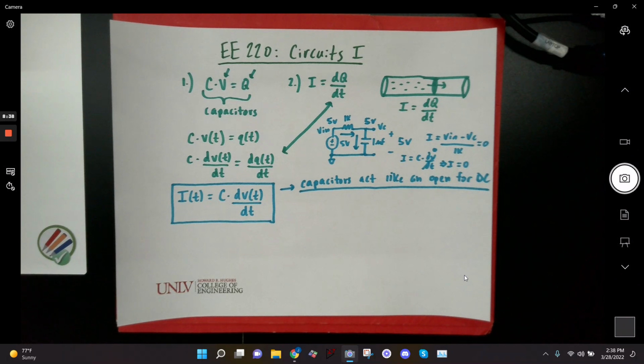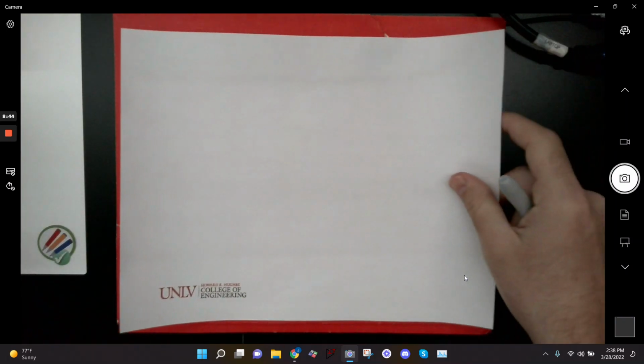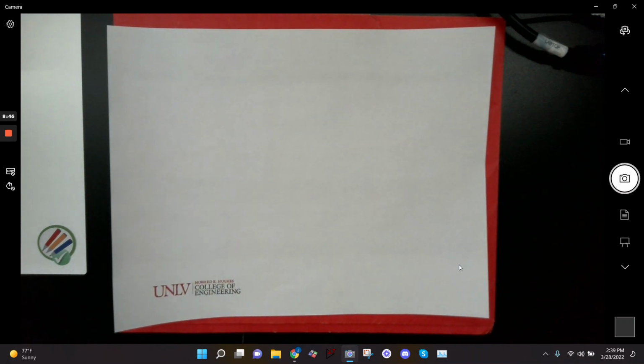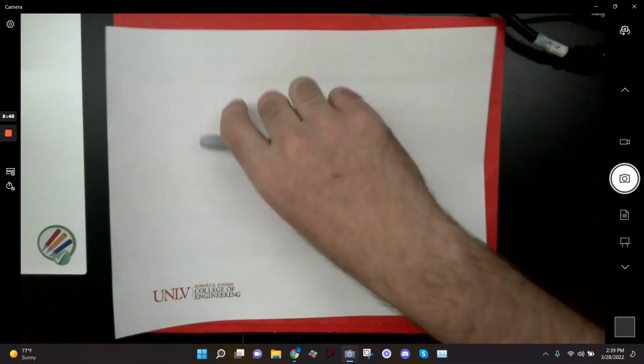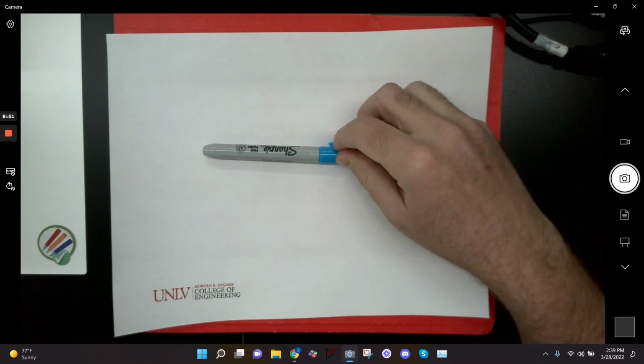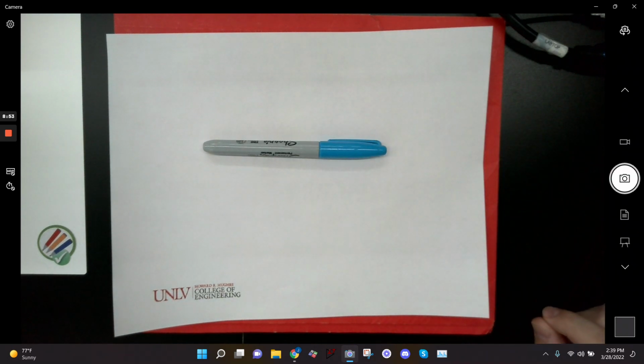Let me go ahead and grab another piece of paper. This might be a couple page long derivation. It's nothing crazy. It's just getting it set up, and there's some algebra involved.